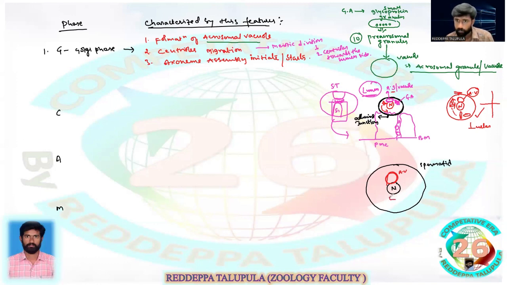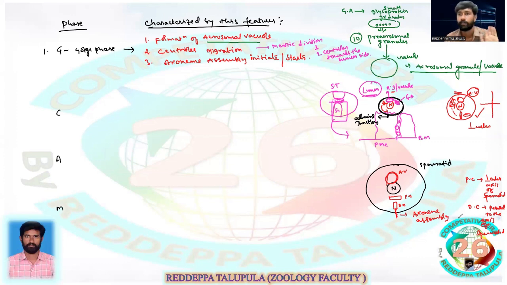Direction is also very important. This is the proximal centriole, and this is the distal centriole. Keep it in mind. The proximal centriole is always perpendicular to the axis of the spermatid, and the DC, that means the distal centriole, is parallel to the axis of the spermatid or sperm. In both, it will be parallel to their longitudinal axis. From the DC, the axoneme assembly initiates. These are the three key events that happen in the Golgi phase.